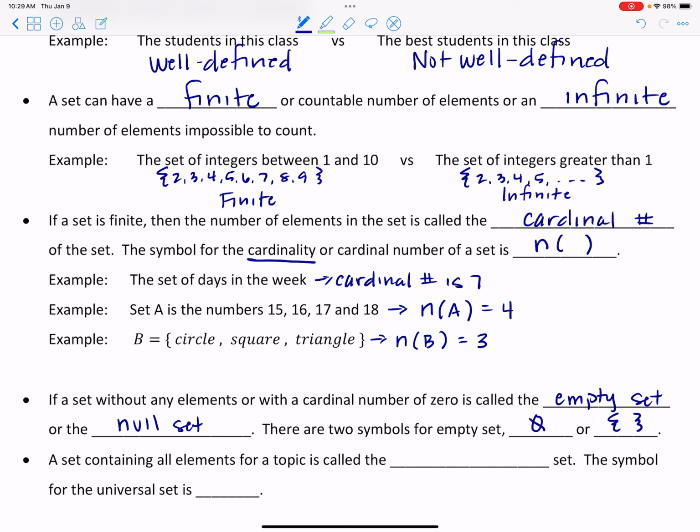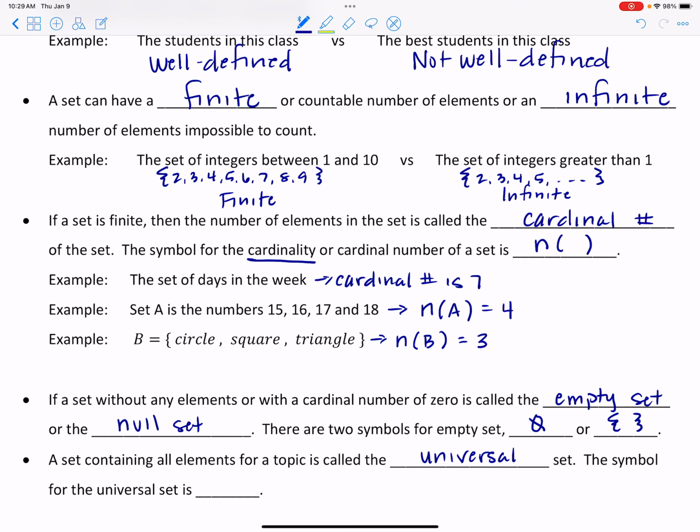Okay, now if we got a set that has no elements, we can also have a set that has all of the elements. If a set has all of the elements for whatever topic we're referring to, we're going to call that the universal set. So suppose I was talking about dogs and cats. Maybe dogs and cats are elements of pets.